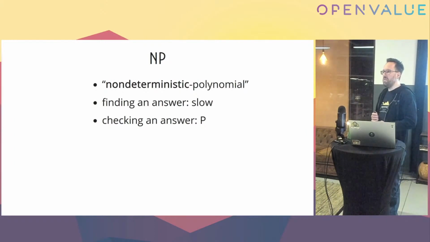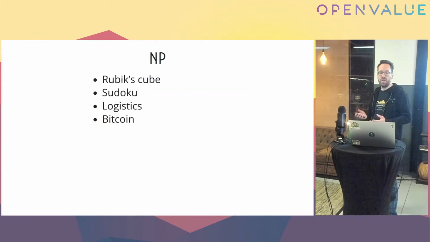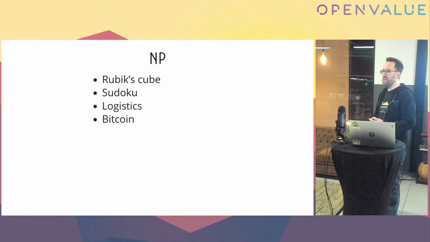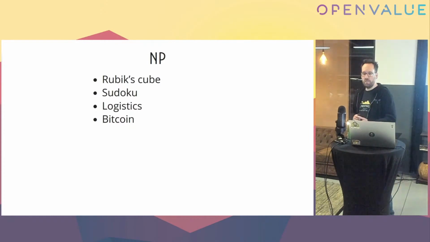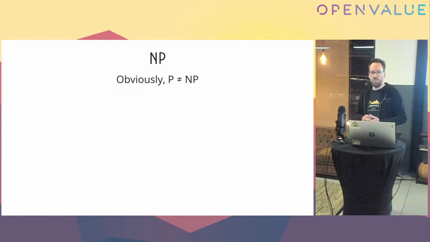And it comes up a lot in real life as well. For example, Rubik's Cubes, Sudokus, logistics of sending packages and loading vans. Parts of Bitcoin are also NP. And of course, P, polynomial problems, have to be a different class of problems than NP problems, right?